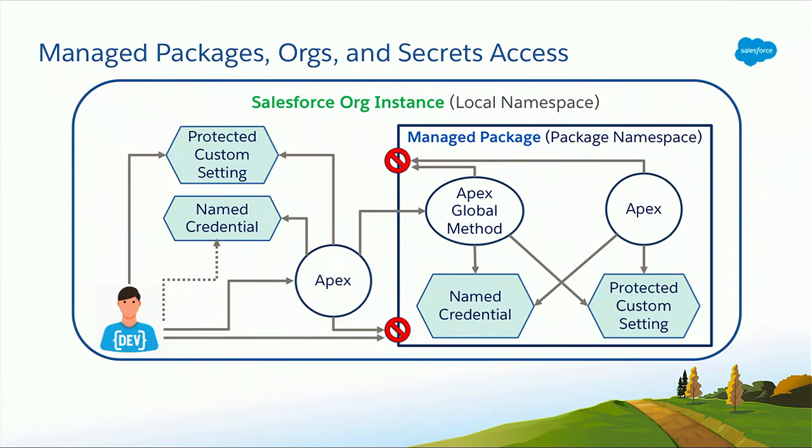Those namespace differences protect the secrets, along with some of the other things that I've talked about. Inside this managed package, we've got some Apex and global methods that have access to the named credentials and custom settings and custom metadata inside the package. But that package doesn't have any access outside unless we give that access. Conversely, everything outside can't access the package unless we have a global Apex method or some sort of public method that allows access to the secrets. Not something you probably want to do. You want to put the secrets inside there.